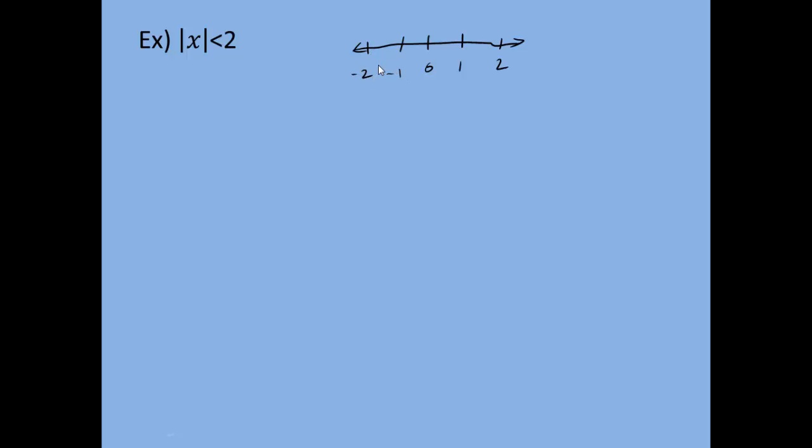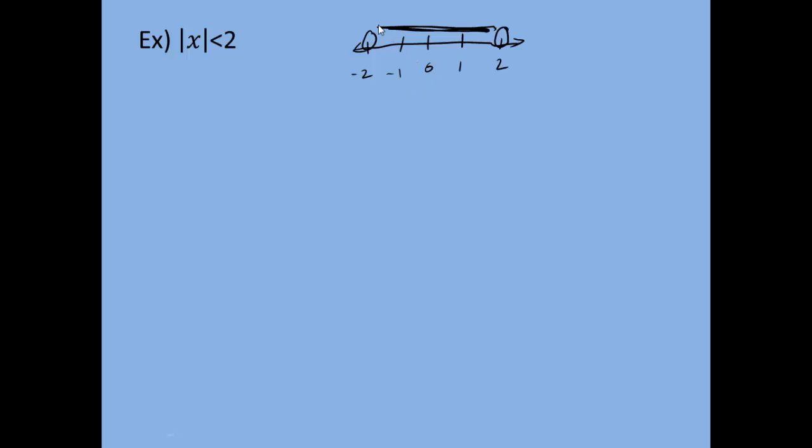What I'm really saying is I want numbers whose distance is less than 2, between 0 and 2, and 0 and negative 2, because the distance from 0 there would be less than 2. So really I'm looking at from over here at 2, and from negative 2, and everything in between. Because those numbers all have a distance from 0 that's less than 2.